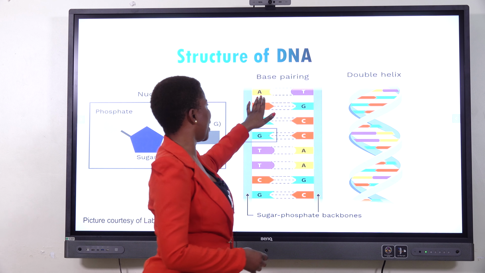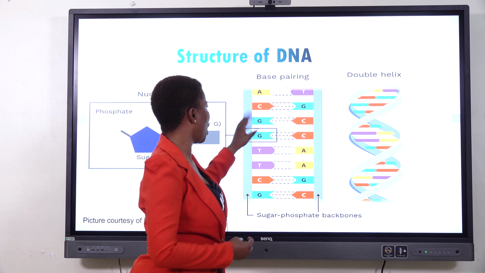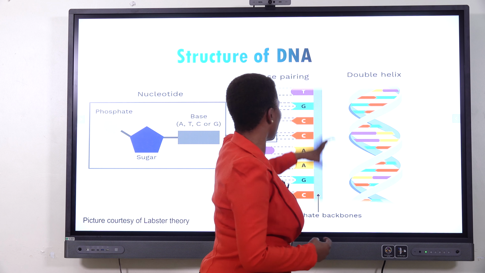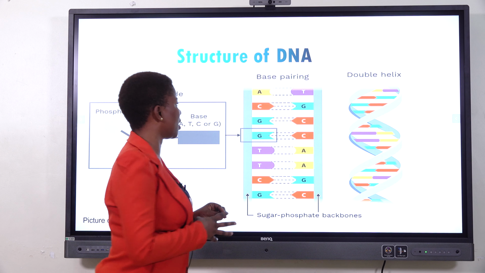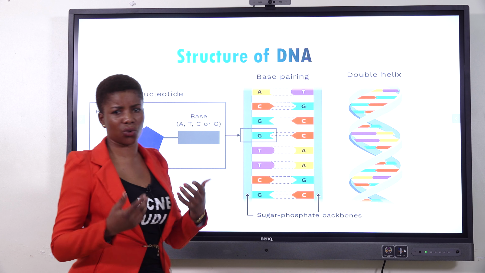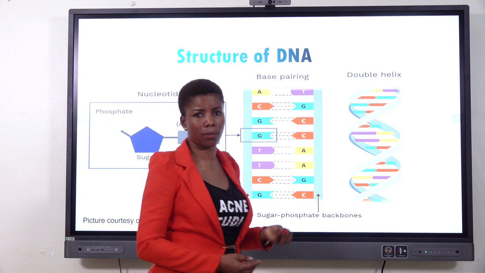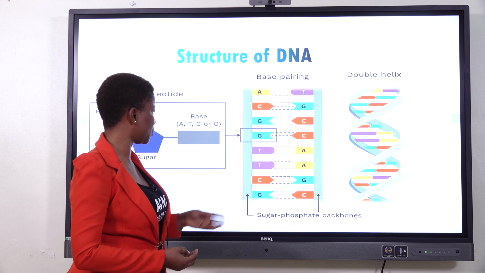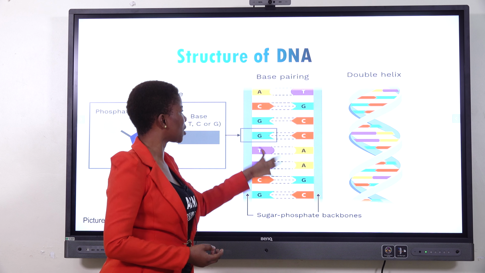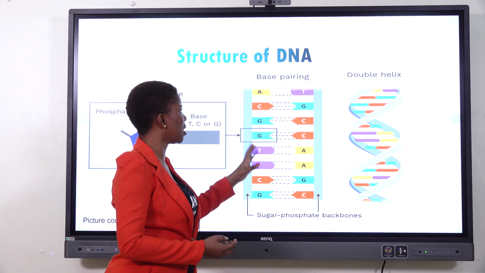When adenine is attached with thymine, there are two hydrogen bonds that bond them. And when cytosine and guanine are combined, there are three hydrogen bonds that bond them. These hydrogen bonds are not strong. They are weak. They can be broken by either heat or by mechanical forces. This is how these bases are arranged by using the base pairing rule.